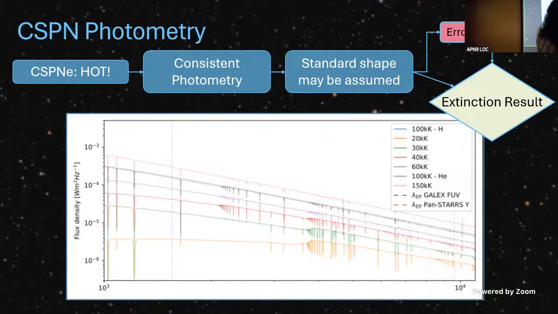We adopt the TMAP 100 kilokelvin model, and for our sample we find that this introduces an error of about 0.02 in E(B-V). If you assume that all CSPN have this intrinsic shape, then you can look at any difference from that shape and attribute that to extinction. That gives you a measure of your extinction values.